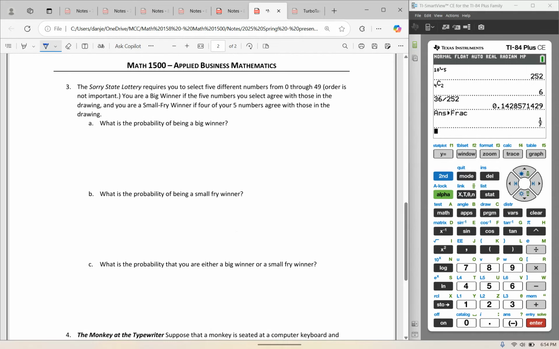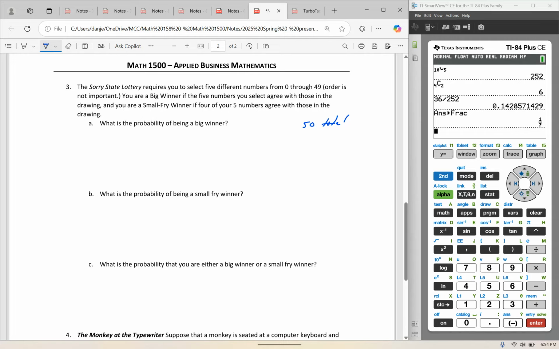I said 3 examples. It actually looks like there might be a 4th. The Saudi State Lottery requires you to select 5 different numbers, 0 through 49. Now be careful, 0 through 49 is not 49 numbers. That would be 50 total numbers. You're a big winner if the 5 numbers you select agree with those in the drawing. You're a small fry winner if 4 of your 5 numbers agree with those in the drawing.